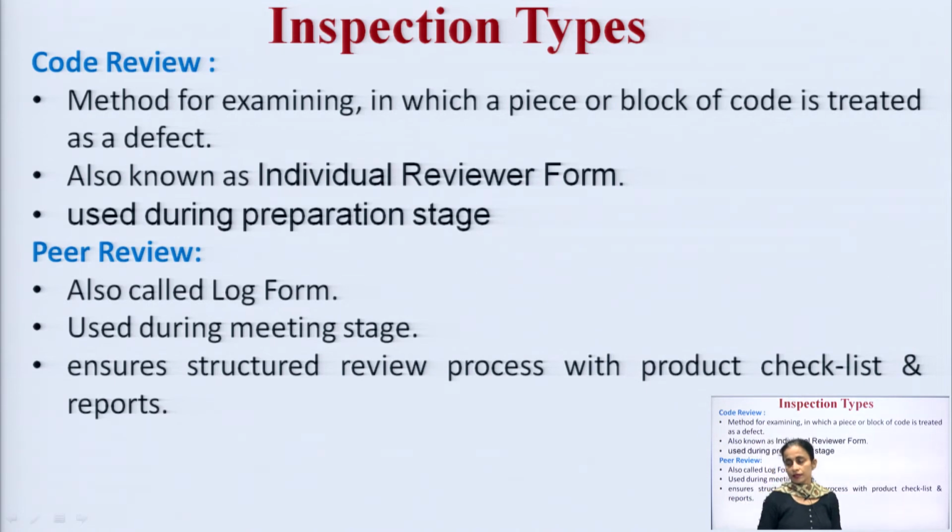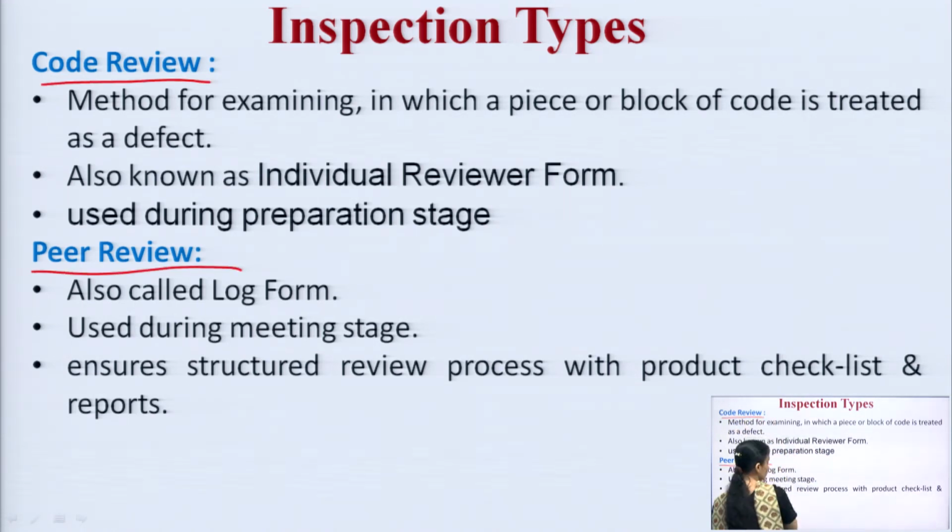Next, code inspection is of 2 types. One of them is the code review and the second is peer review. Code review is the method of examining in which a piece or a block of code is treated as defect and we have to correct it.